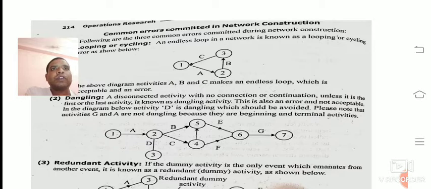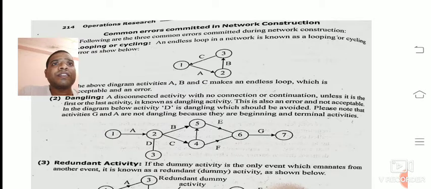Now the next topic is common errors committed in network construction. These are some of the errors that you are going to make while constructing the network diagram. These are errors we should not make when constructing the network diagram. The first error is cycling, or cyclic.